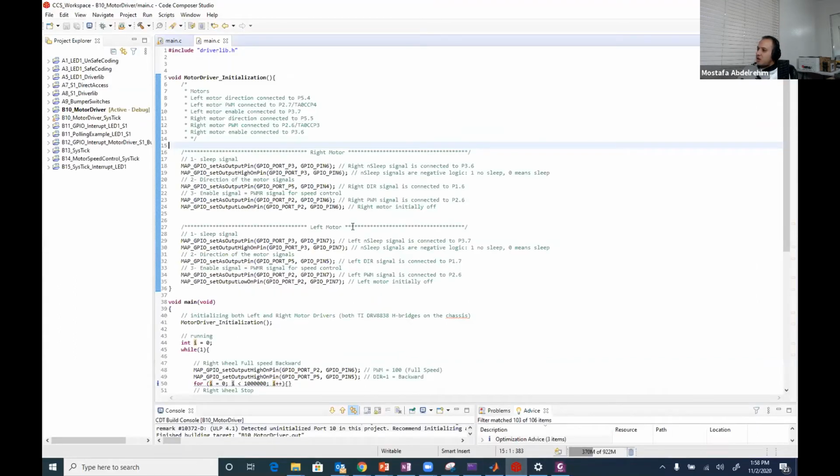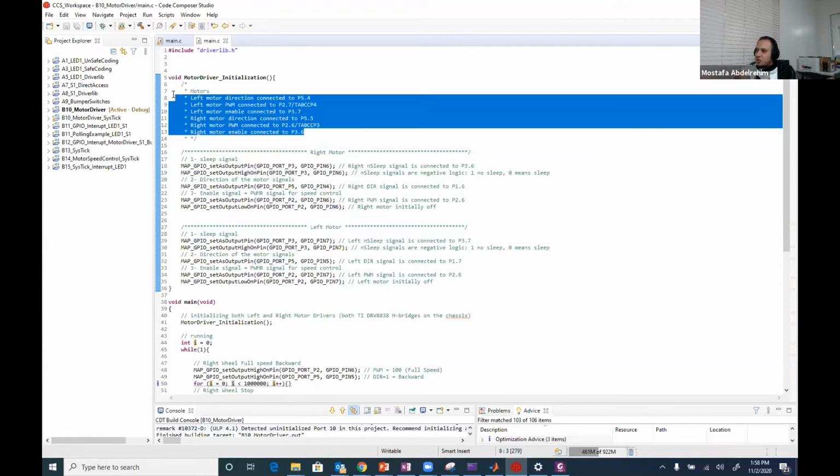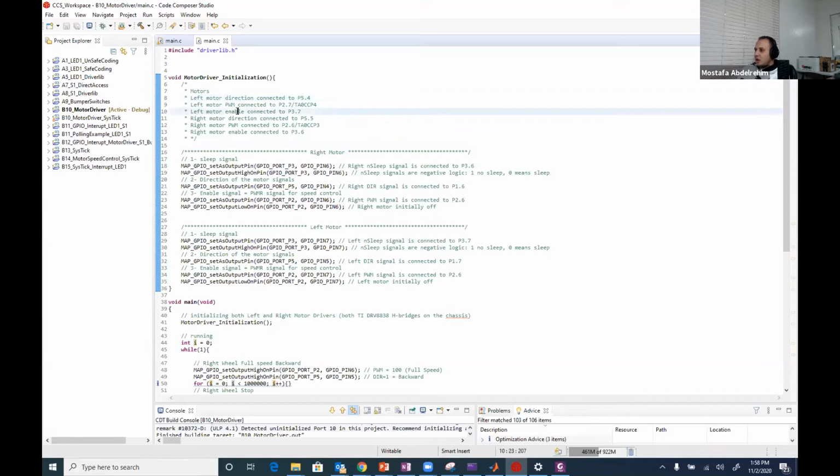So let's see what we're gonna do. So I just copied and pasted what we need here. Okay, and let's write this in the sleep signal. And here is enable in parentheses. We can see. Okay, so these are the pins that we need.